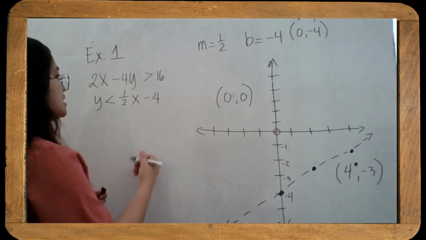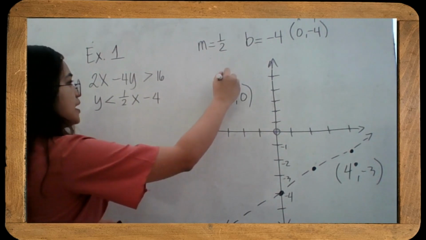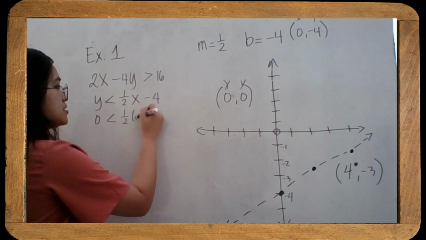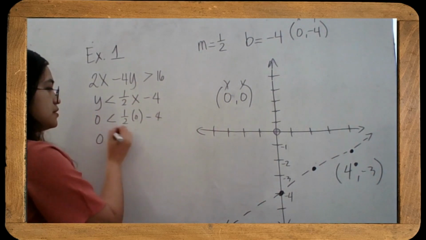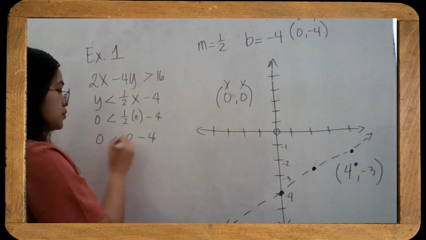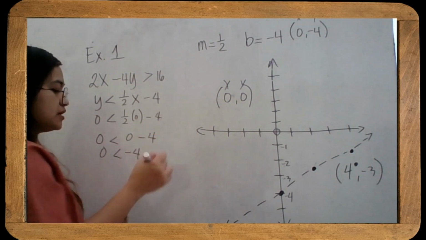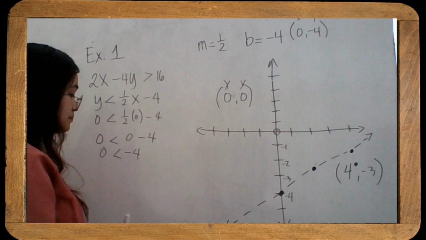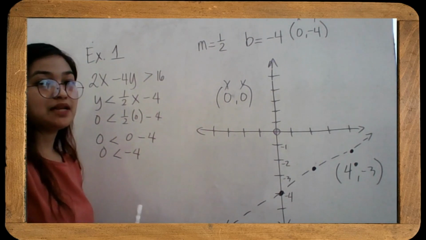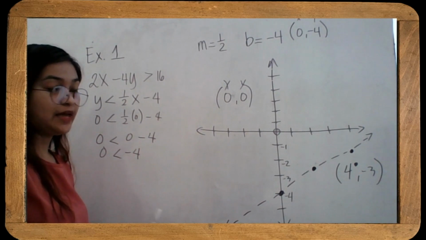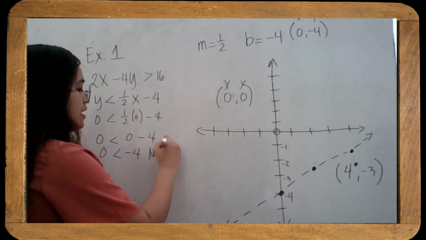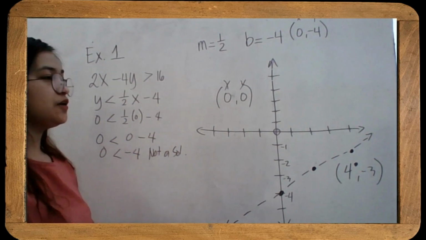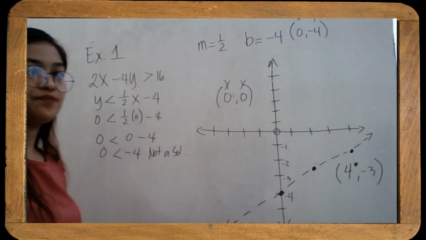Okay? Substitute lang natin. So, si 0 is x, another 0 is y. So, 0 less than 1/2 times 0 minus 4. So, we have 0 less than 0 minus 4. That would be 0 less than negative 4. Is 0 less than negative 4? Of course not. Kasi, ang 0 natin ay mas mataas pa rin kay negative 4. Okay? So, this is not a solution. Okay? Next, proceed tayo with 4 and negative 3.